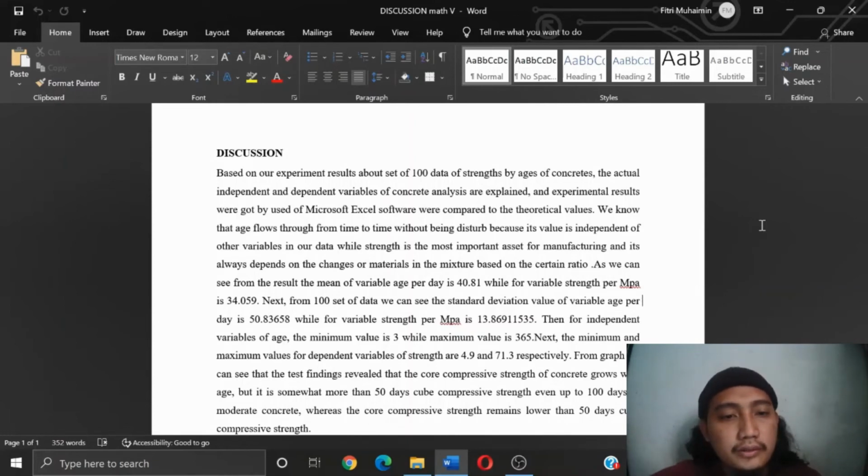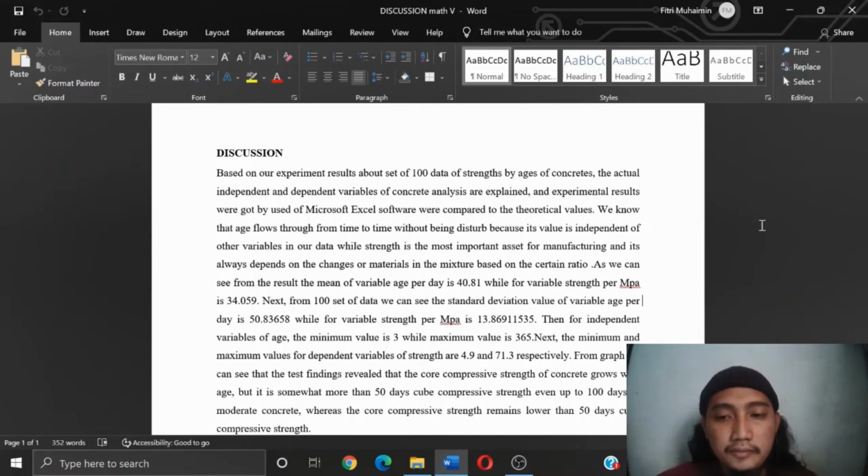We know that age flows through from time to time without being disturbed because its value is independent of other variables in our data. While strength is the most important asset for manufacturing and it always depends on the change of material in the mixture based on a certain ratio. As we can see from the result, the mean of variable age per day is 40.81, while for variable strength in MPa it is 34.059.